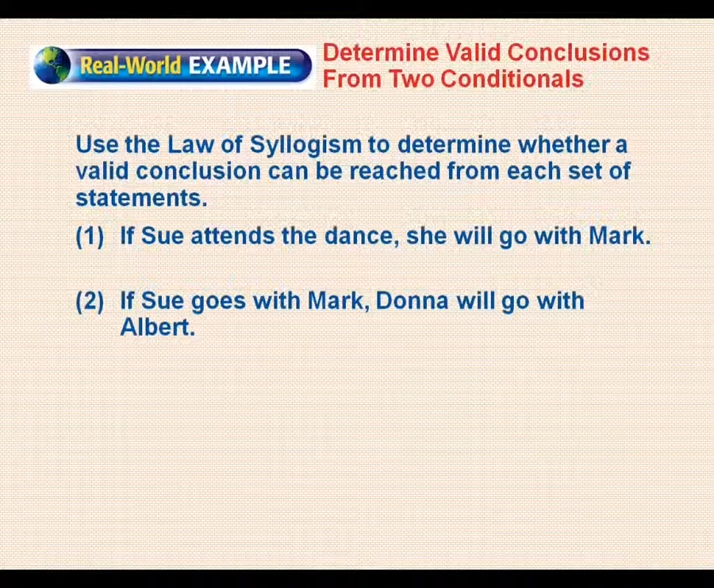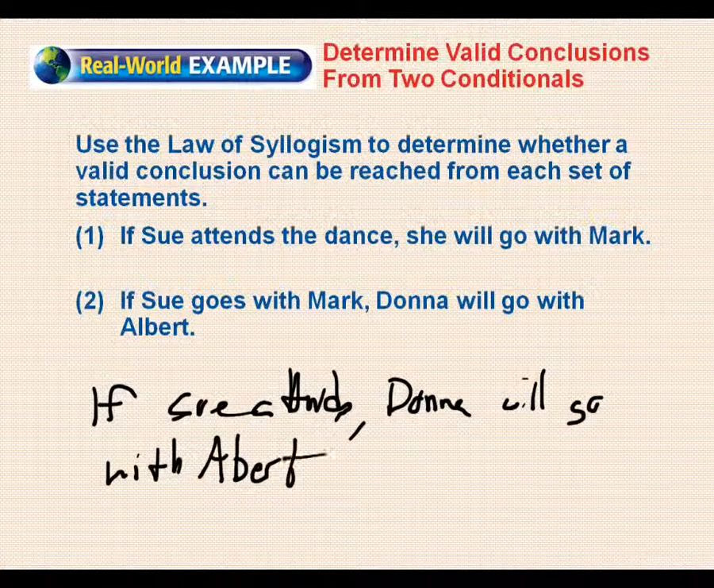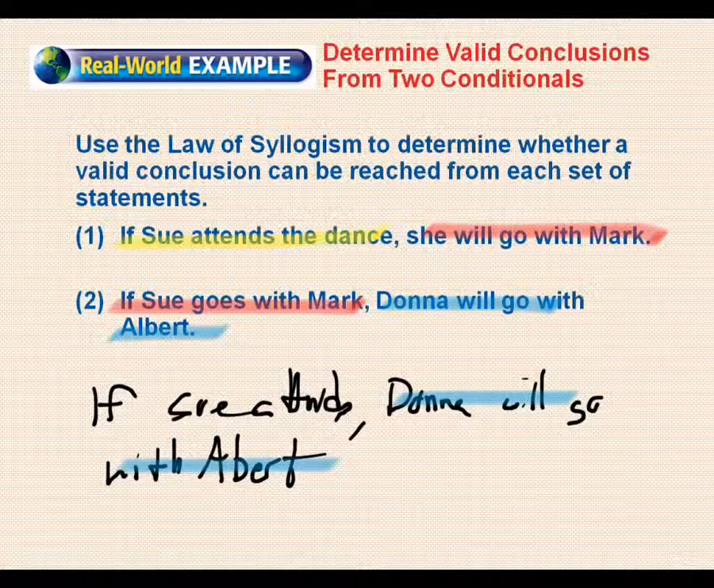If Sue attends the dance, Donna will go with Albert. Exactly. If Sue attends, Donna will go with Albert. So you can logically conclude that based on the law of syllogism. If Sue attends, then she will go with Mark. If she goes with Mark, Donna will go with Albert. Therefore, if Sue attends, Donna will go with Albert.